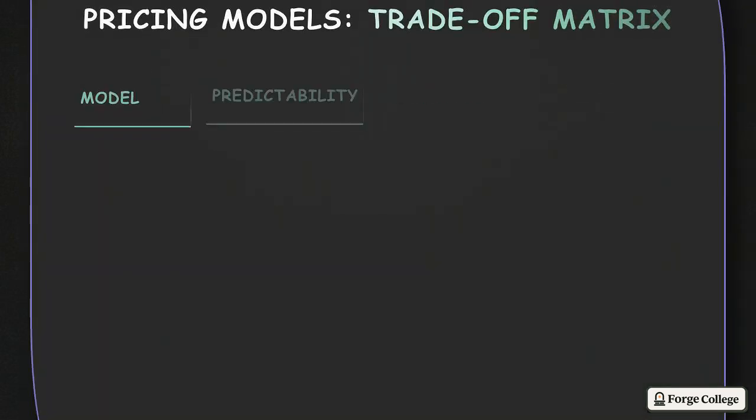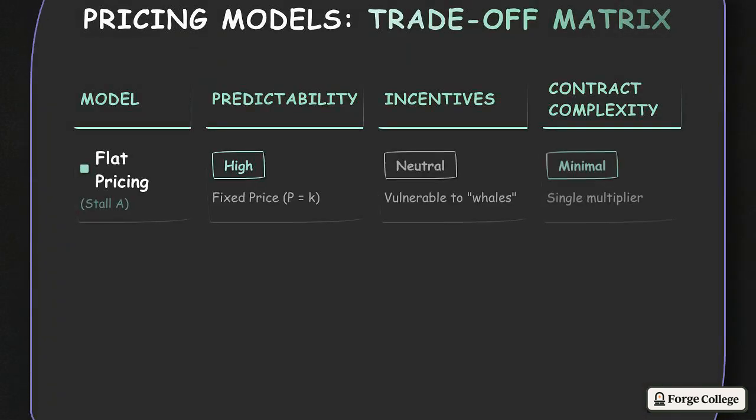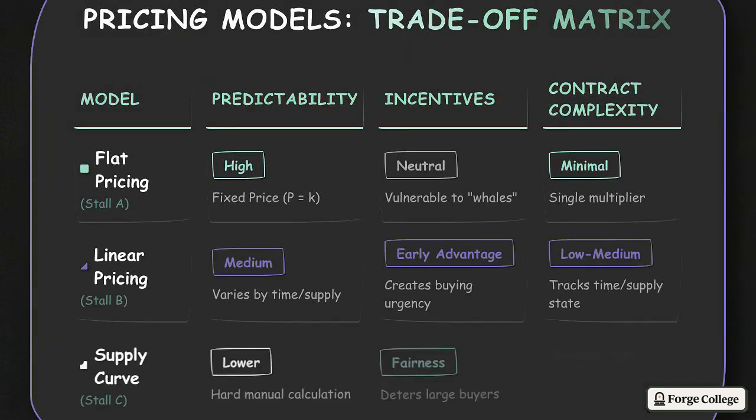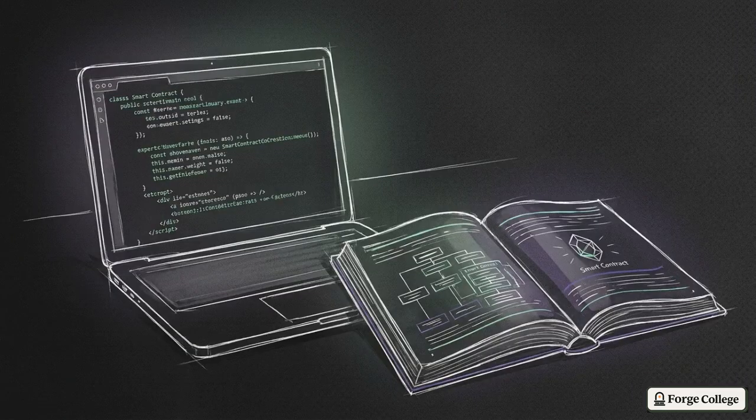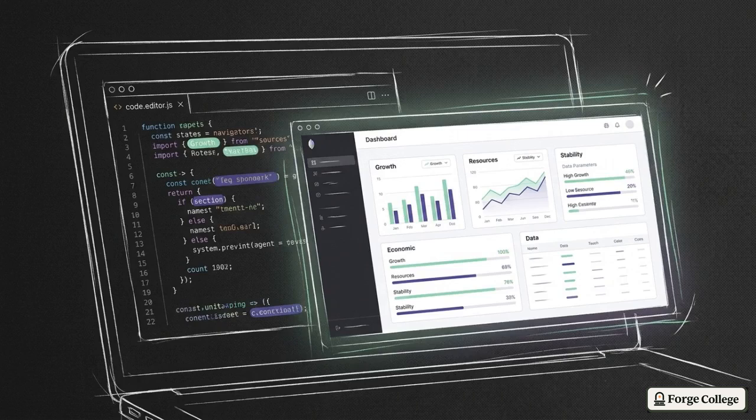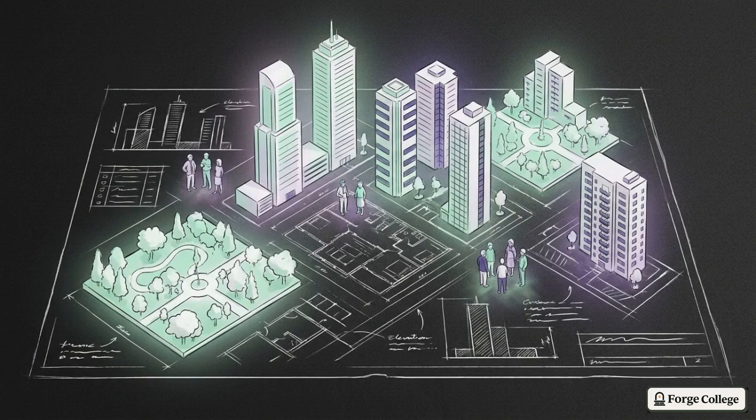Looking at all 3 models side by side, we see the trade-offs. This is the heart of token sale essentials. Flat pricing is simple but vulnerable. Linear pricing creates urgency but needs tracking. Supply curves are great for fairness, but challenging to engineer. As you move further into applied Solidity development, you'll find that the way you write your code will always depend on these economic goals. The pricing model you choose is essentially the blueprint for the community you want to create.